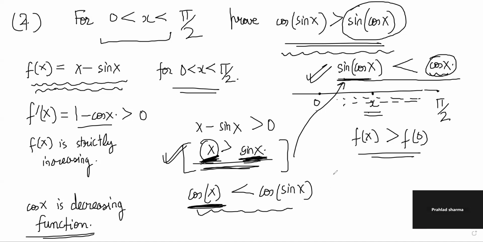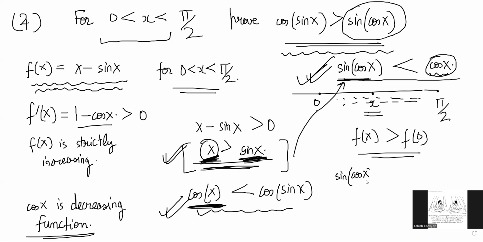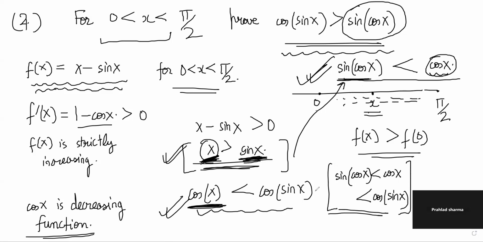Yes. So therefore, now we have this inequality and this inequality, and you can see now the combination of these two tells us sine of cos of x is less than cos x is less than cos of sine of x. Do you understand? So again, we are using the property of increasing and decreasing functions to figure this out.